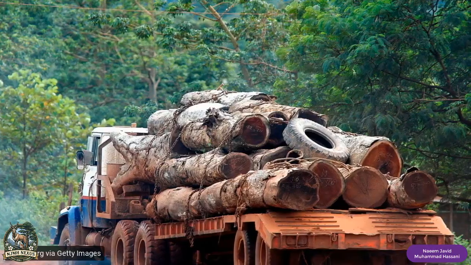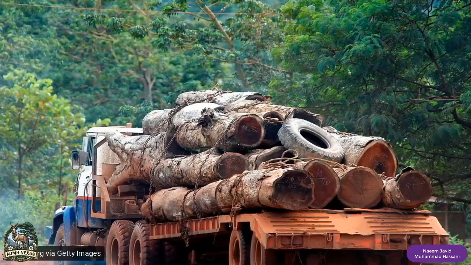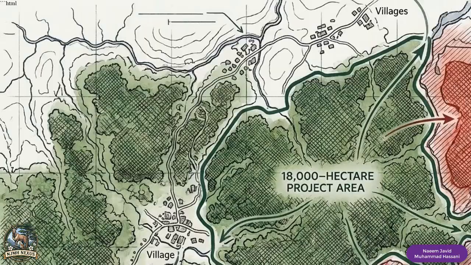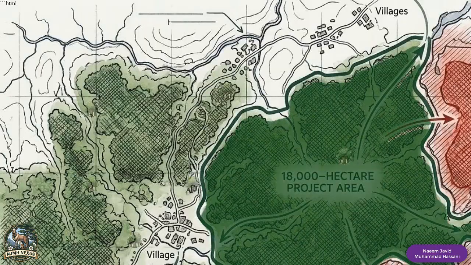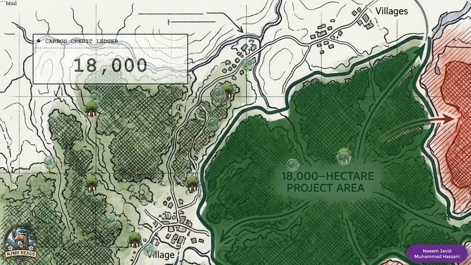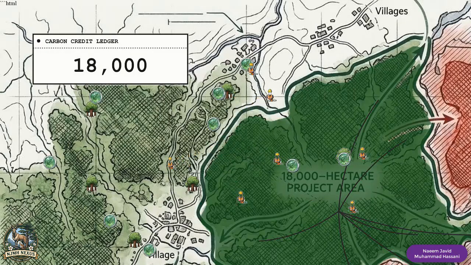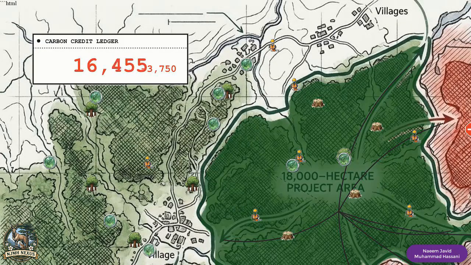Protecting a specific patch of forest does not automatically stop the drivers of deforestation. Leakage occurs when the carbon-emitting activity simply moves outside the project boundary. Under VM0007, negative leakage must be deducted. Consider an 18,000-hectare project: what happens if stopped loggers simply move 5 miles past the boundary? This triggers a leakage assessment. Displaced emissions are deducted from the total claims to ensure the net atmospheric benefit is real.